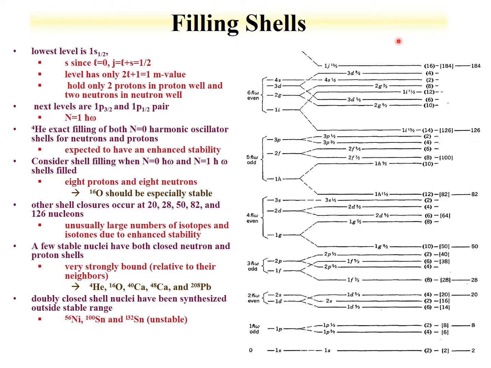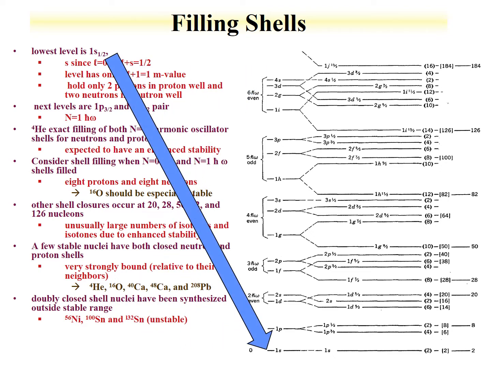Here's our shell model, and here's some of the properties that come out from the shell model. The lowest level is obviously this 1s. It's an s1/2. Since L is 0, J is only equal to L plus S, so 0 plus 1/2. It only has the one value. It's shown here, and it contains 2 nucleons. So I can put 2 nucleons into the shell. For the proton side, I can put 2 protons. For the neutron side, I put 2 neutrons. These are the total number, and that's a magic number.